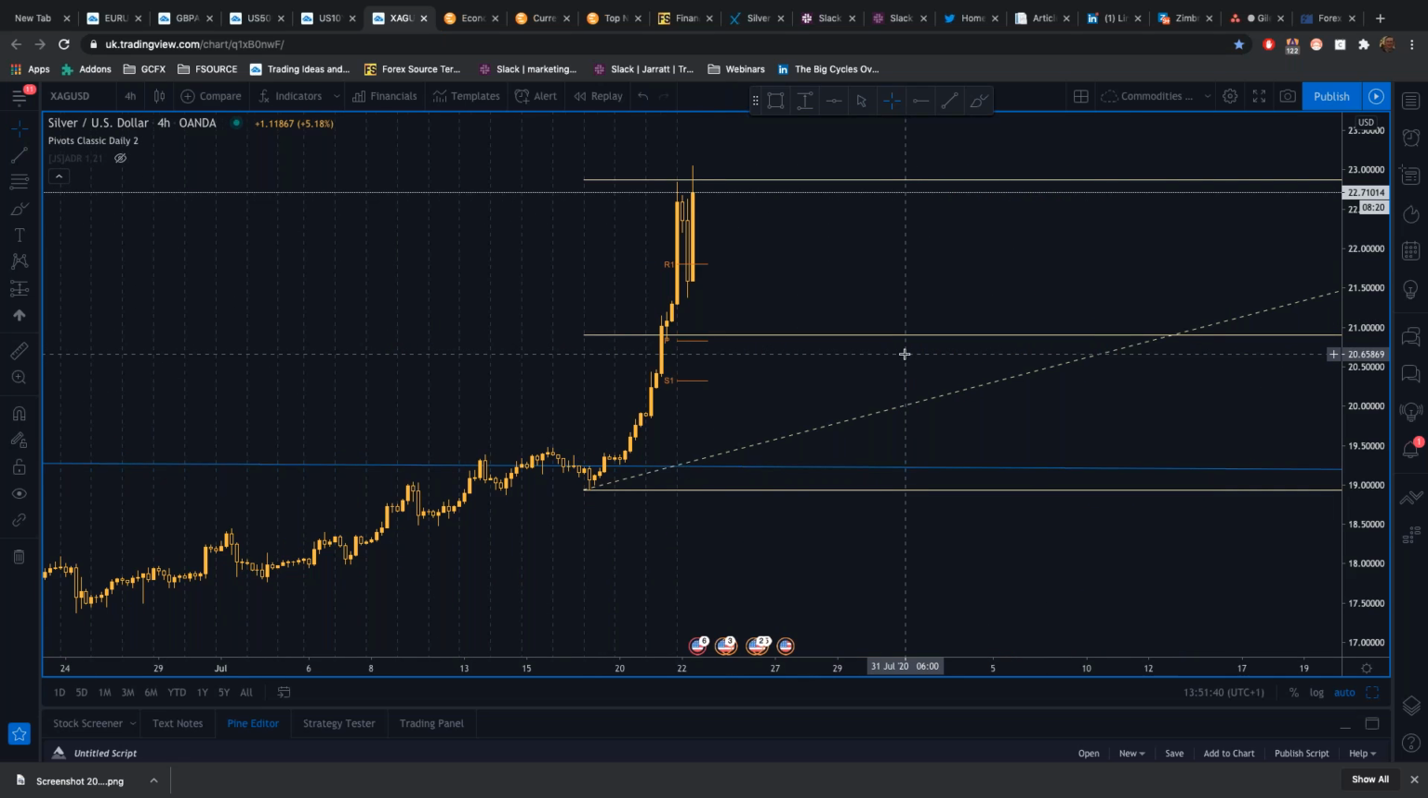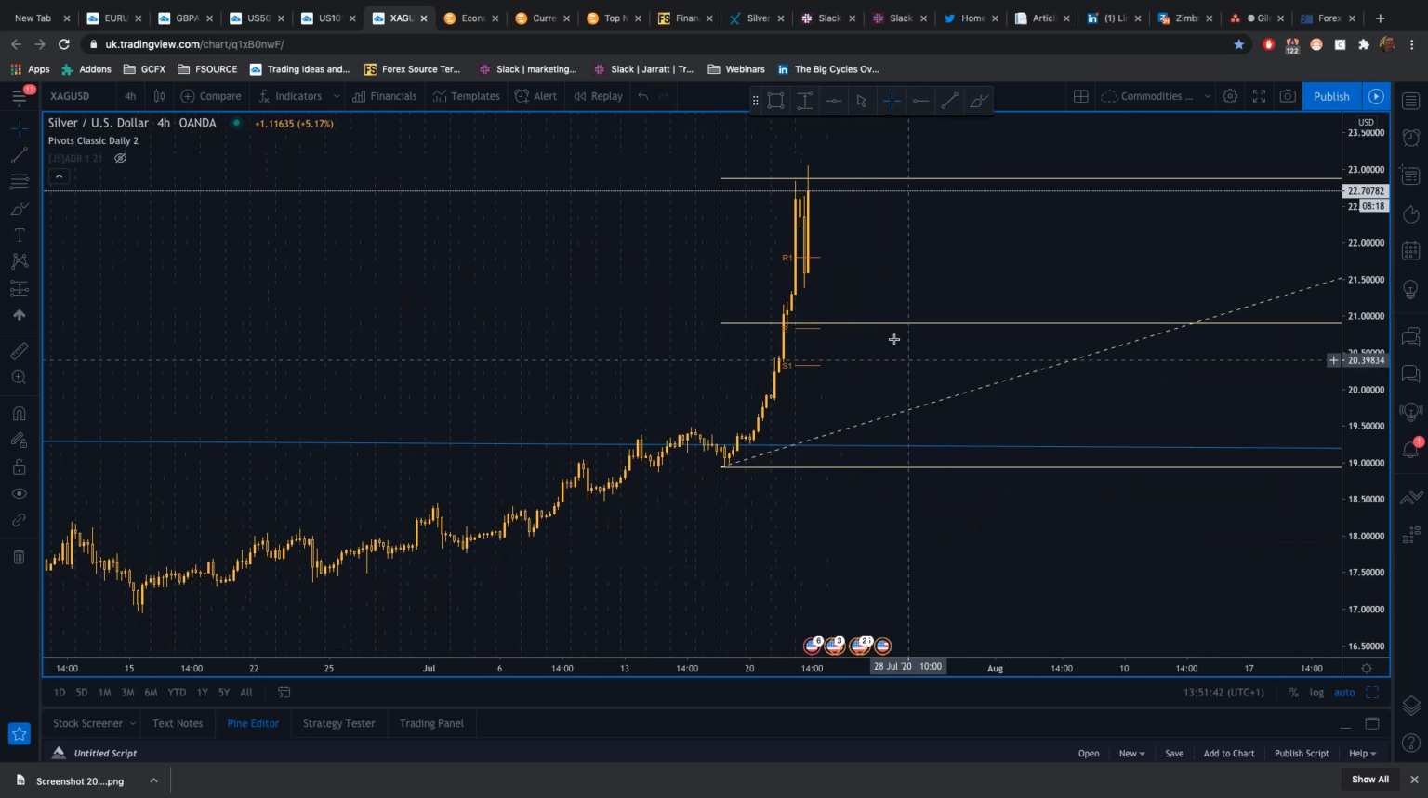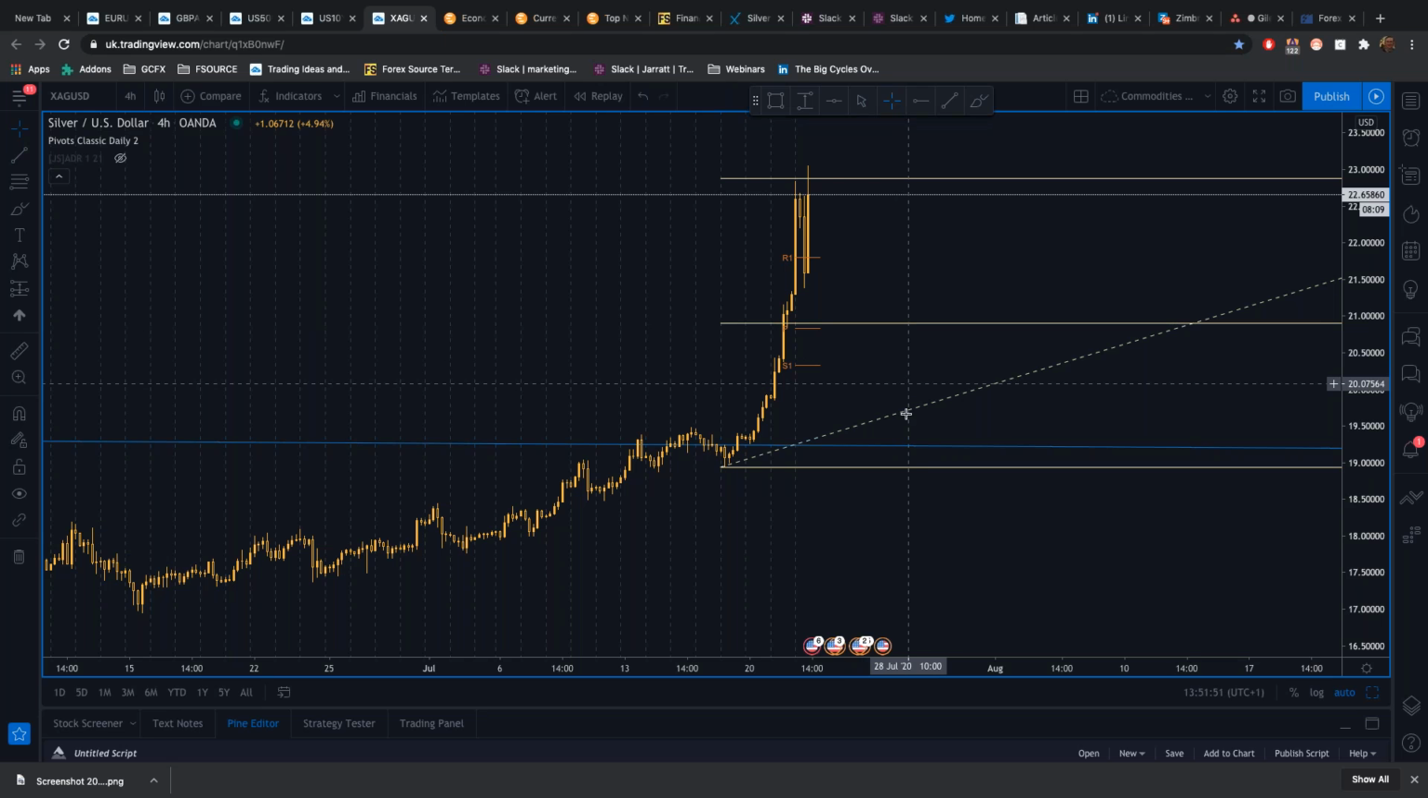Where you could potentially enter this trade is any return at the moment back down to that sort of 21 region, which can be considered suitable for longs, and 20 and below.